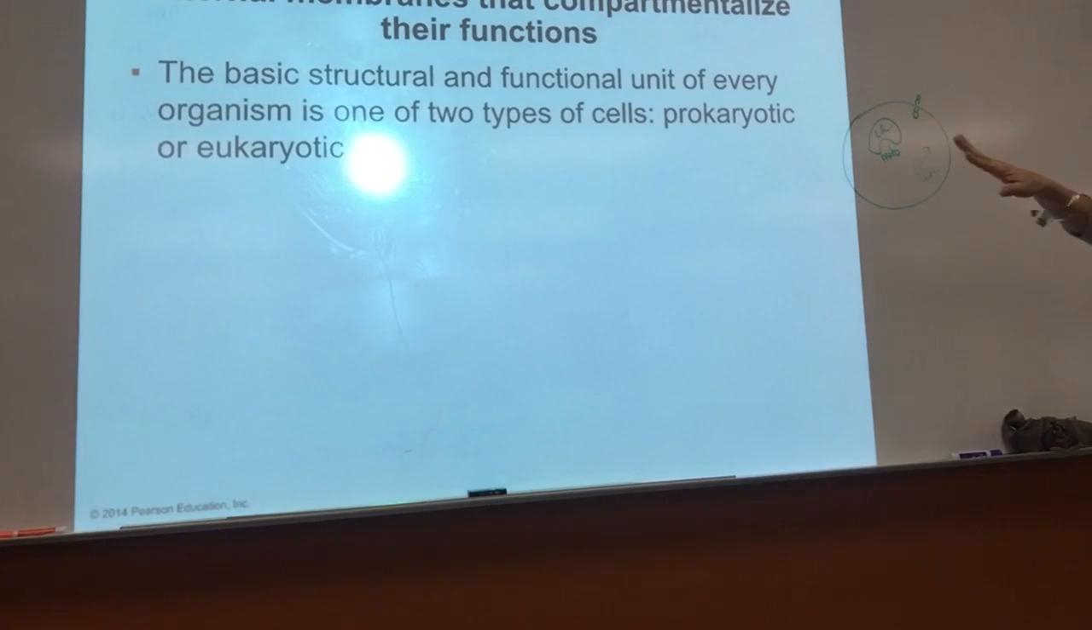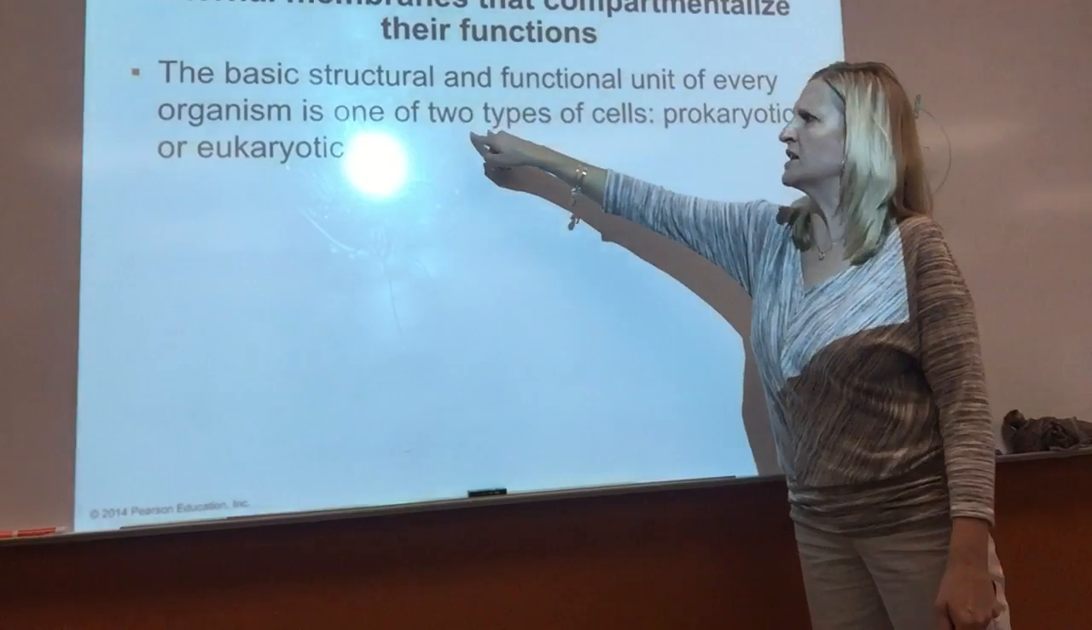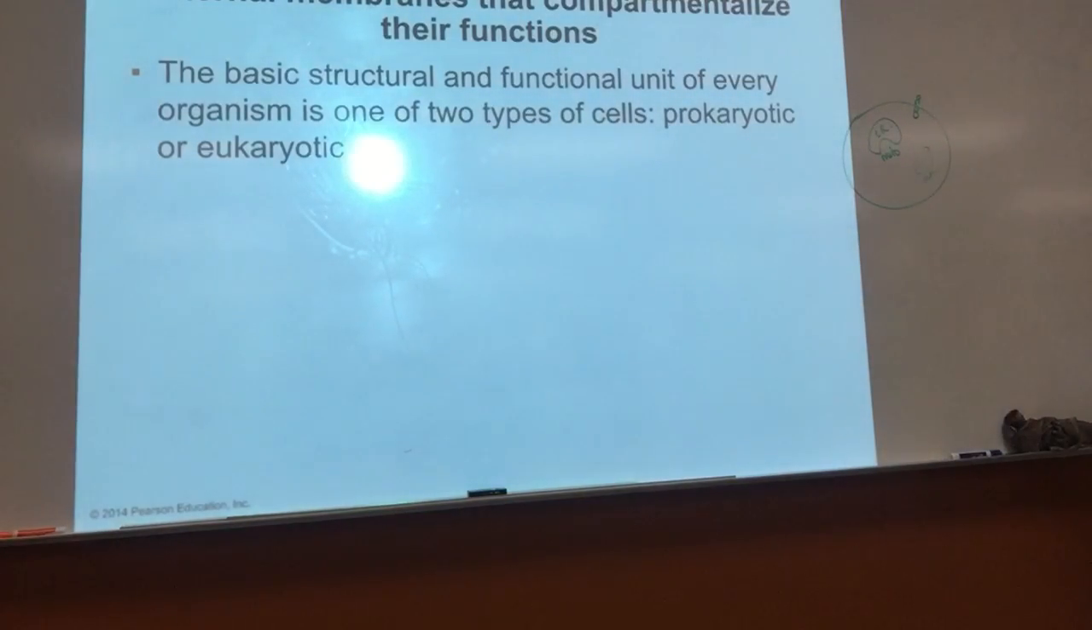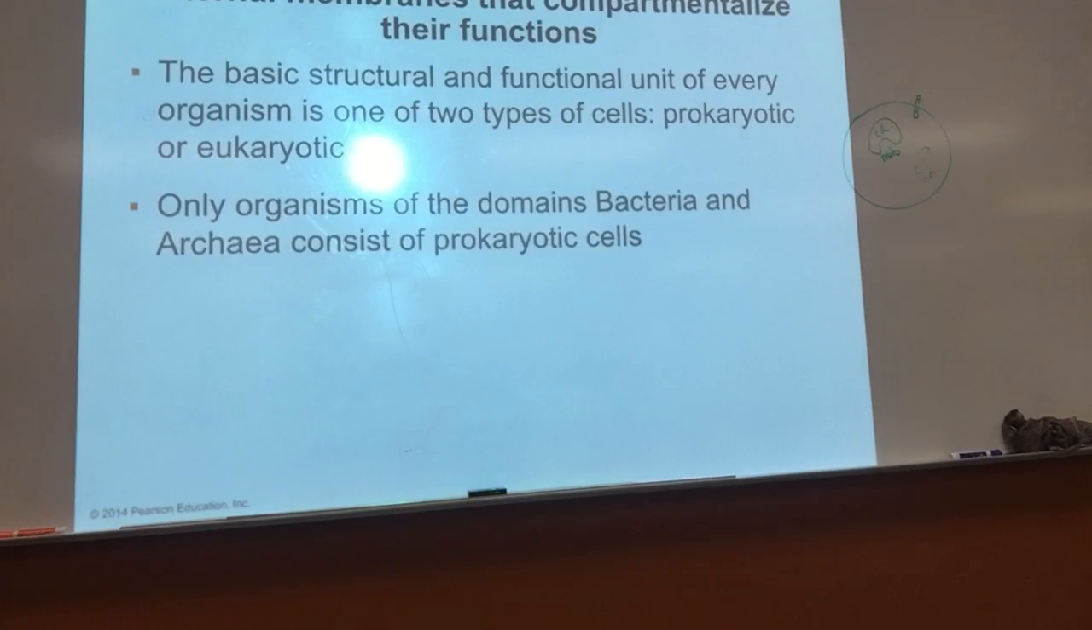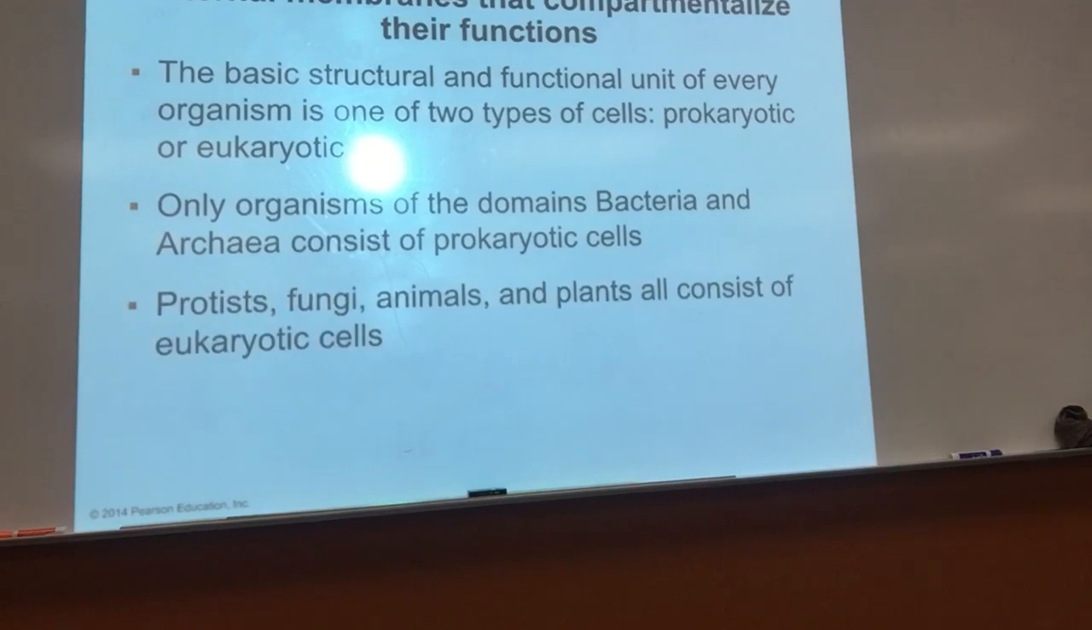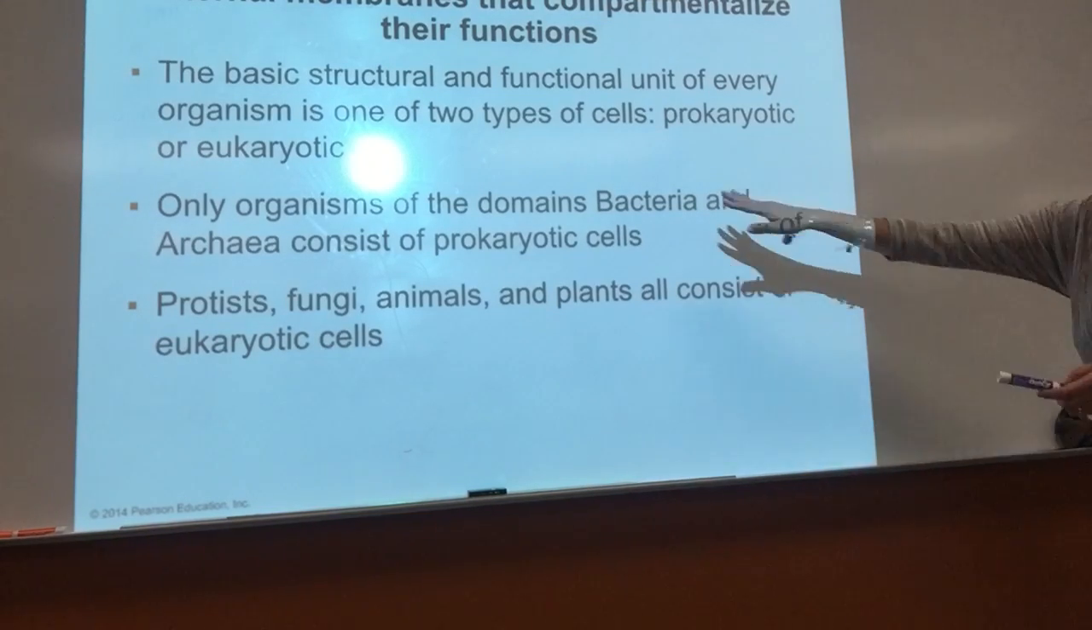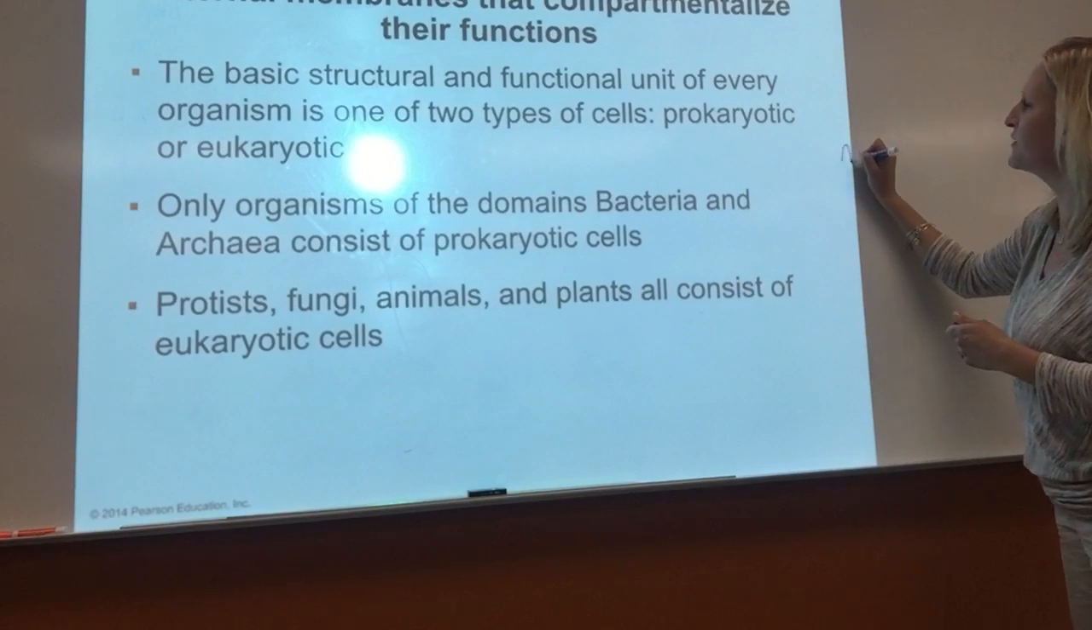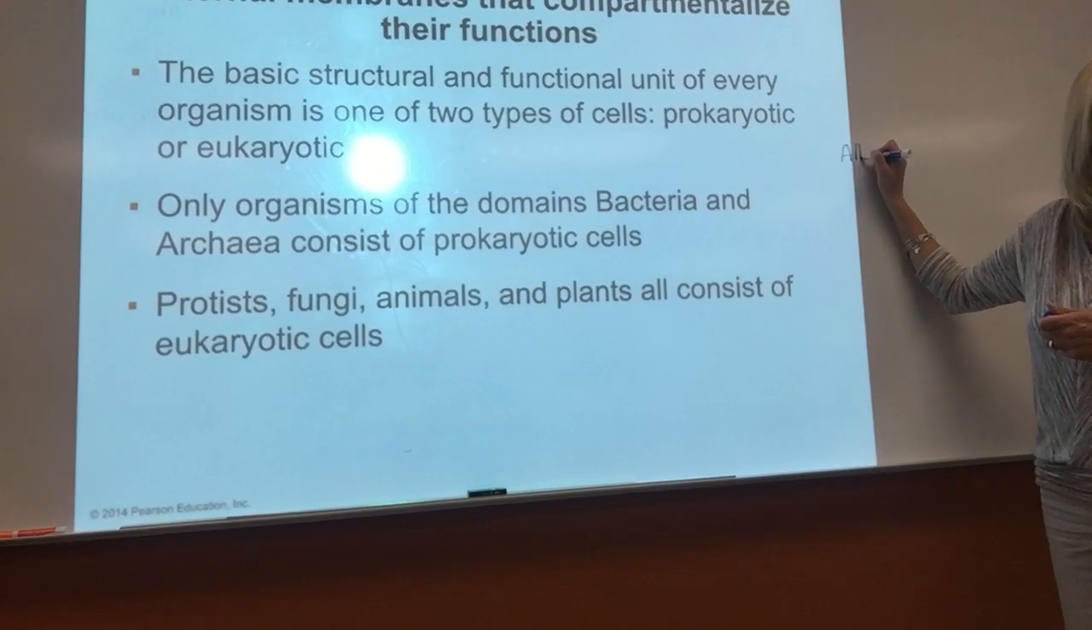So, looking at cells of all organisms, there are two types: prokaryotic and eukaryotic cells. It says only organisms of the domain bacteria and archaea consist of prokaryotic cells. All the other cells are eukaryotic cells, so protists, fungi, animals, plants. Let's talk about these things called domains. Have you guys heard of that? I don't know if they teach that in bio.